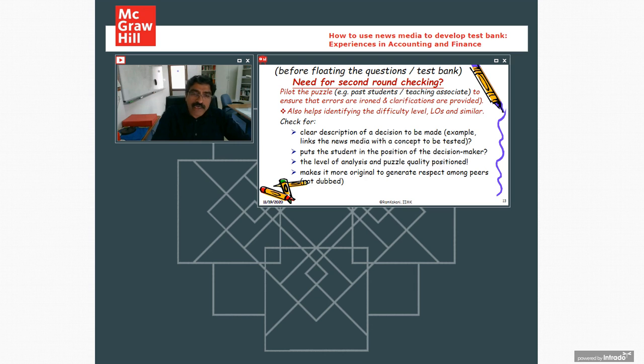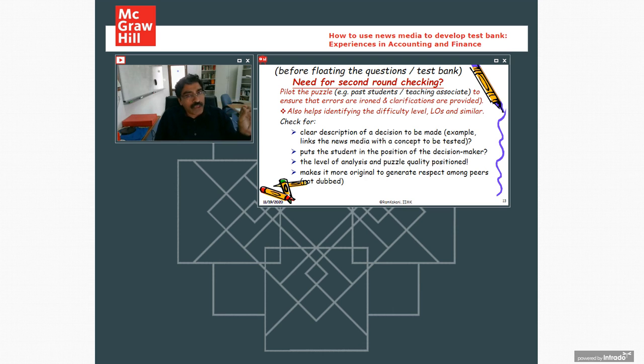So check for clear description of a decision to be made. Also, when you go for a second round of checking and piloting, you can decide on the difficulty level of the question. You will agree that you can't have in a question paper all questions of easy level or all questions of a hard level. So check for the difficulty levels. You can decide on the difficulty level each one has.